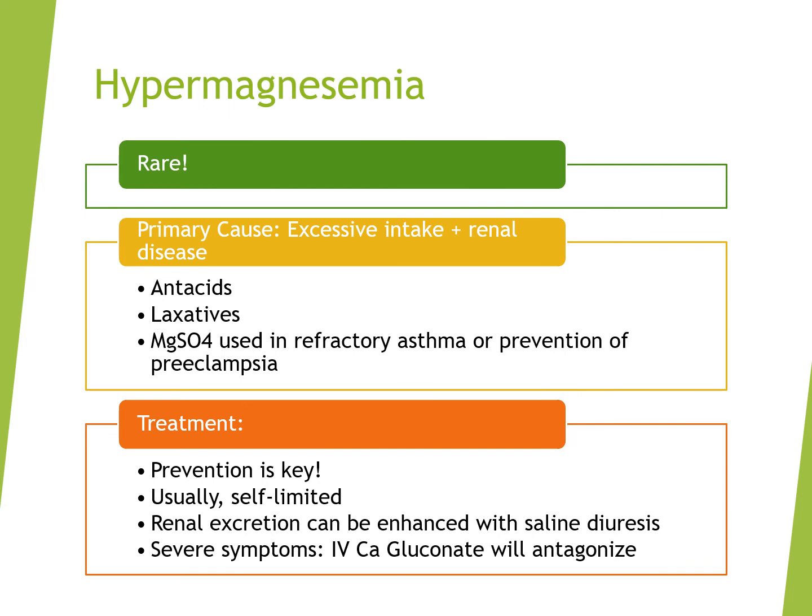The treatment of it is prevention, basically. It's usually self-limited and goes away on its own. However, you can use IV fluids to increase diuresis, and that will usually dilute it out enough to where the kidneys will excrete it out. If they have severe symptoms, you can give IV calcium gluconate, which will antagonize it. Remember, this is one of the treatments for hyperkalemia also.